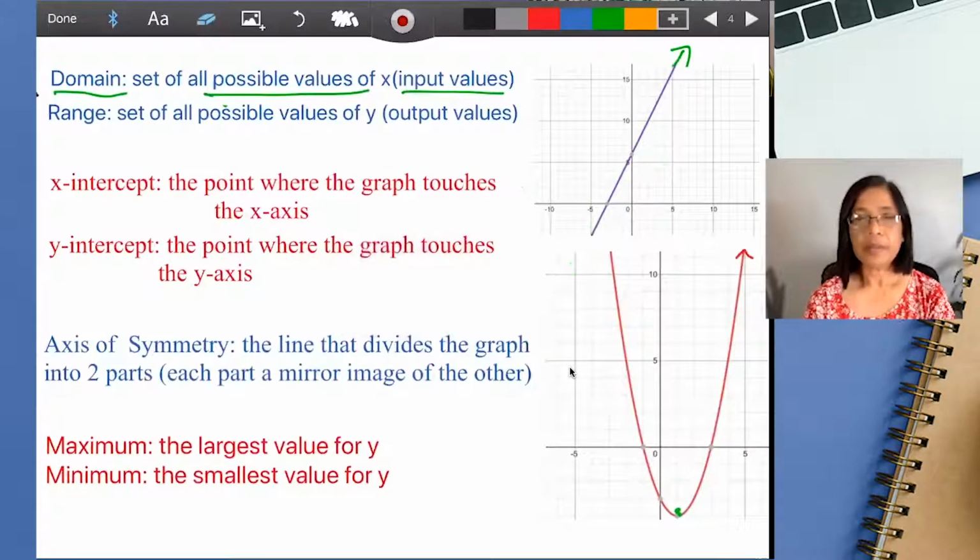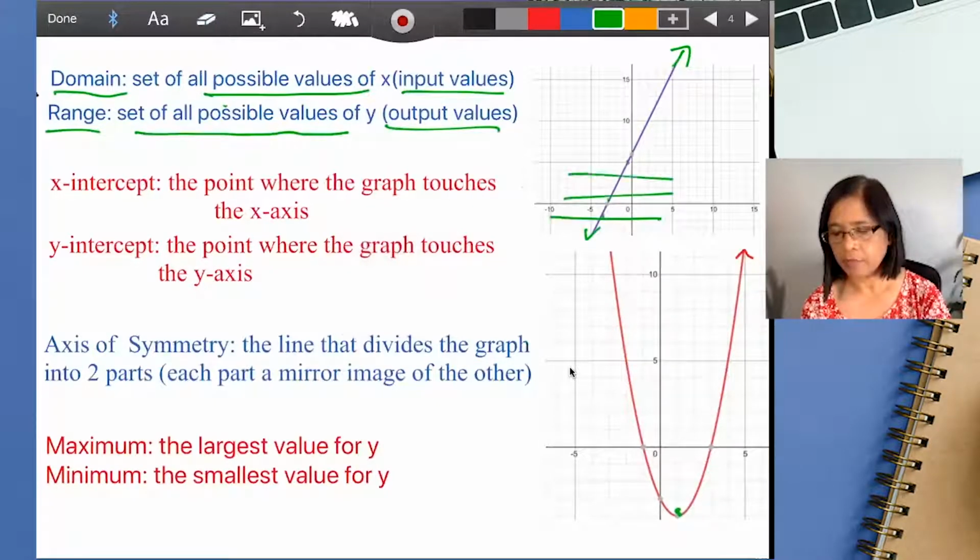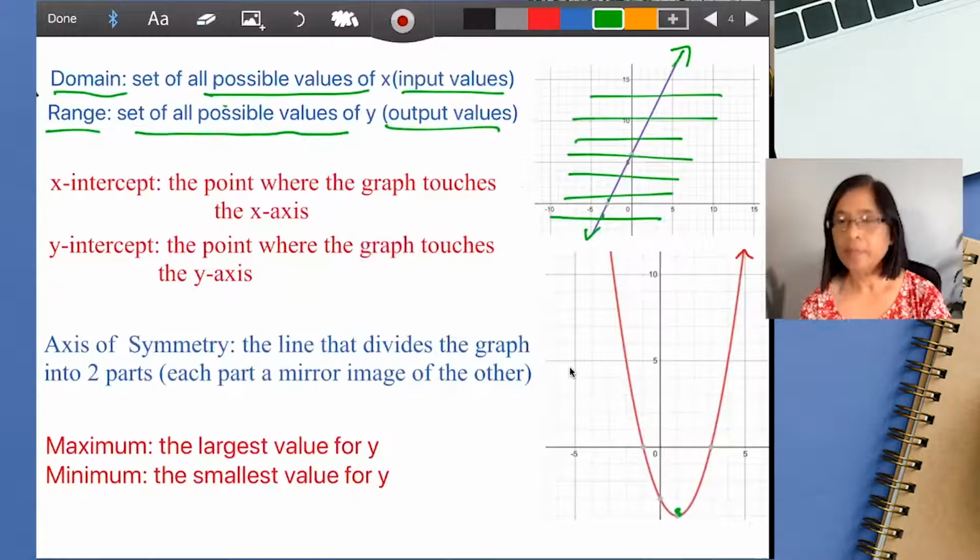Then the range is the set of all possible values for y, also known as output values. If we extend this line in both directions and look for the values for y, for these points here, what are the values for y? Looking at this graph, our range here will be from negative infinity to positive infinity. This could be extended in both directions.